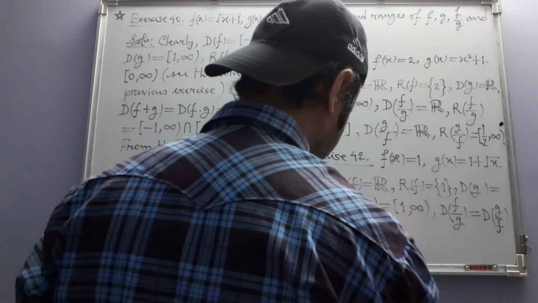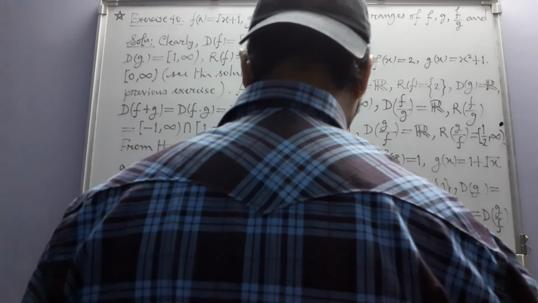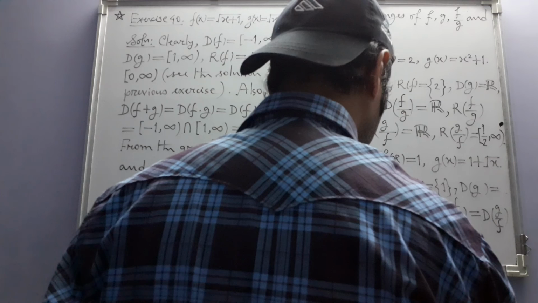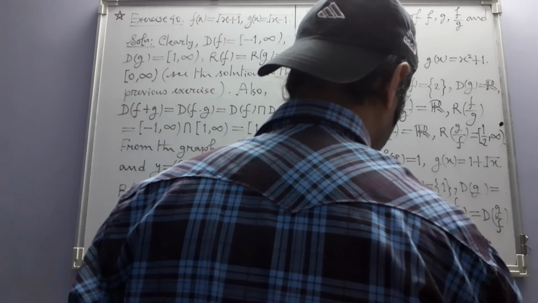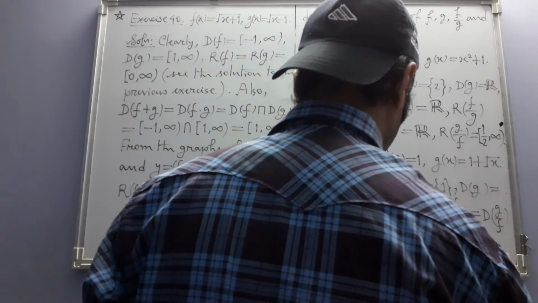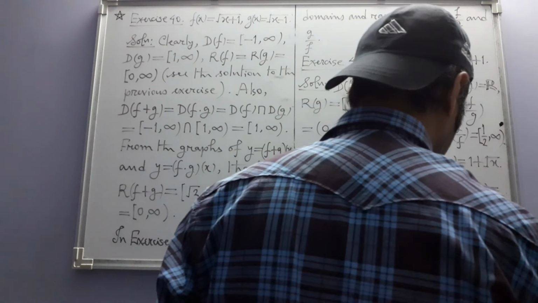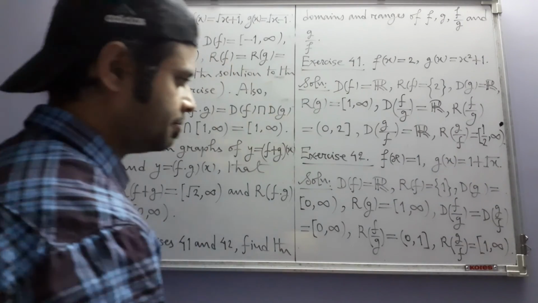Range of f by g turns out to be the half-open interval 0 comma 1, and the range of g by f is the unbounded interval 1 comma infinity.